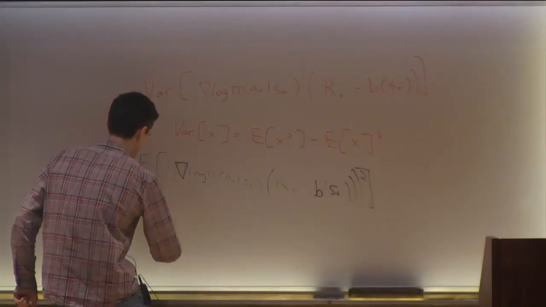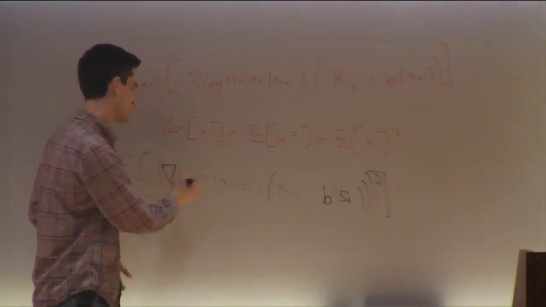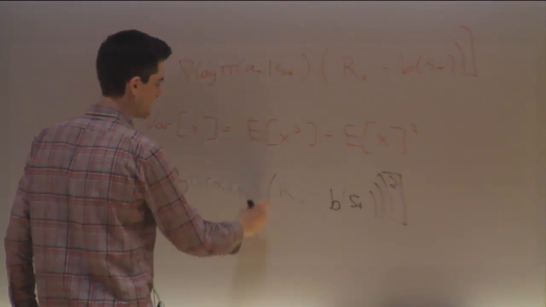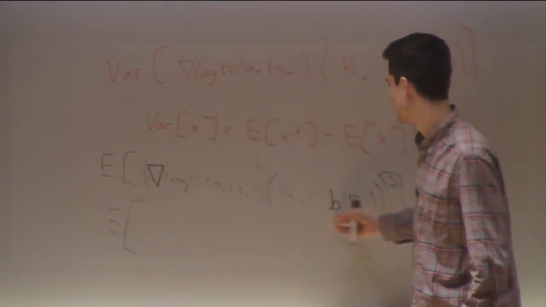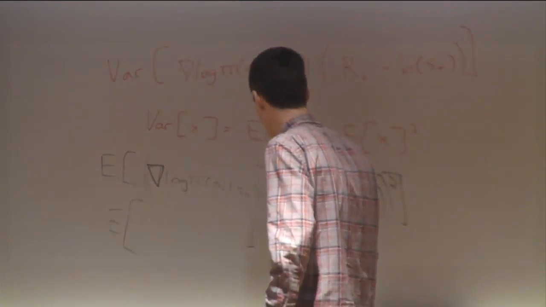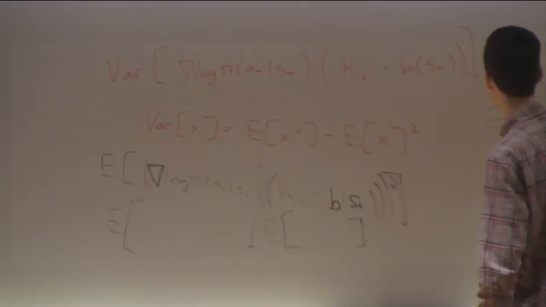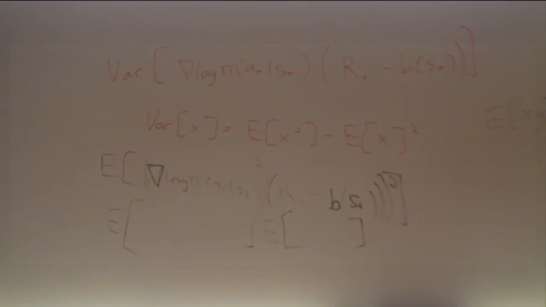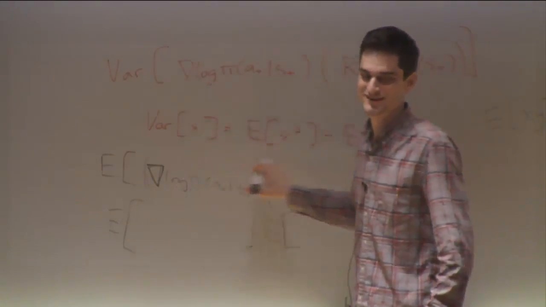So the expectation of, okay, we can write this, let's just move our parentheses around. So we have the grad log probability squared times the return minus baseline squared. The argument we're going to make is, when you have two independent variables and we're taking the expectation of the product, then the expectation of the product is the product of the expectations. That's not true in general, but it's true if they're independent. So let's just assume that these two random variables are independent.